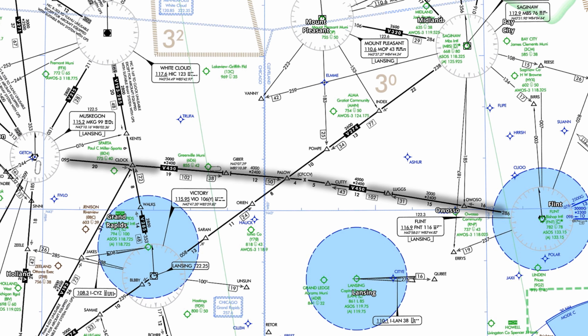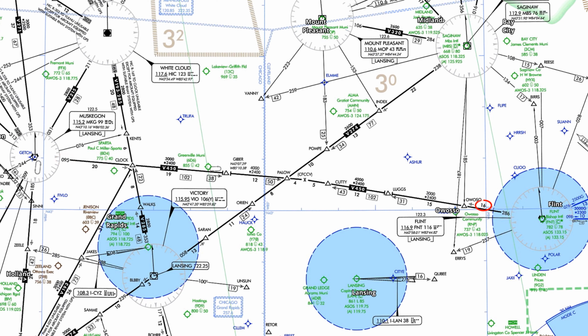We'll use this one here as an example. The Victor 450 refers to its name, similar to saying US 23 or I-94. The number at the beginning and end of the airway depicts what radios it's based on. So, Victor 450 is based on the 286 radio off of Flint and the 095 radio off of Muskegon. This will be very useful when we talk about cross-country planning in a later video.